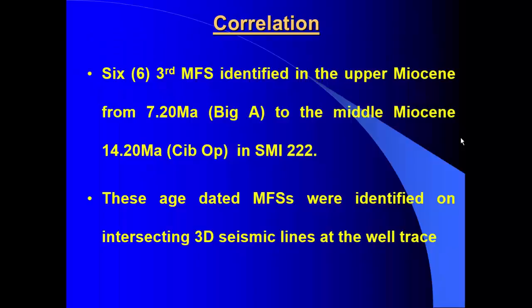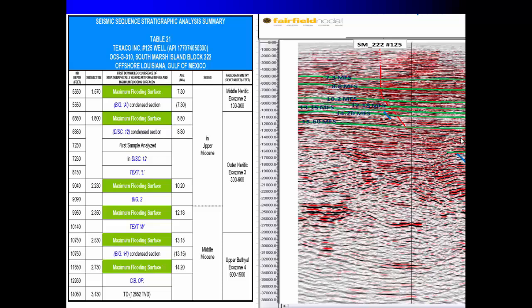So we have six maximum flooding surfaces that we have identified, and of course we dated the rock, dated the maximum flooding surfaces. And then we correlate that over here. Here's the 1420 over here, and that's down here. And this is the 720, so that should be up here someplace. So we correlate from the table onto the log.